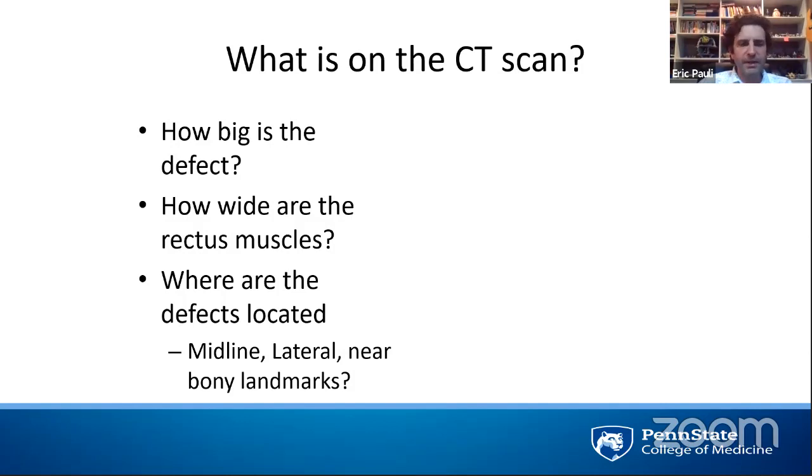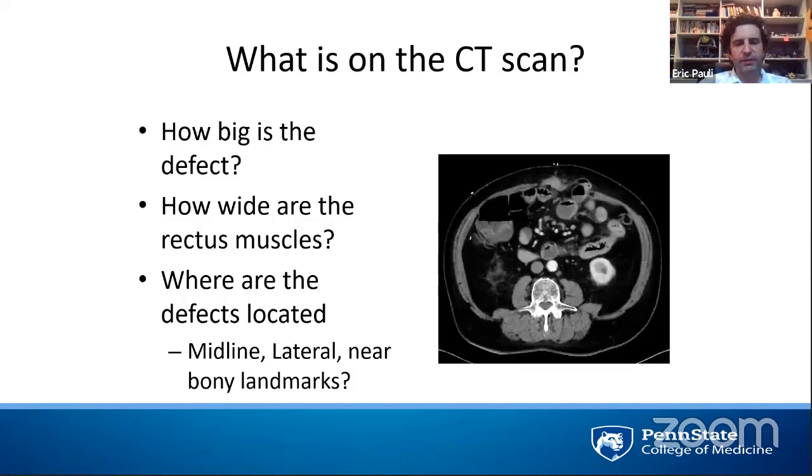I also like to know, how big is the defect? How wide are the rectus muscles? Here we see a patient with a nice midline defect, and we've got rectus muscles that are about twice as wide as the defect is. This person might be repairable with the retrorectus repair alone.